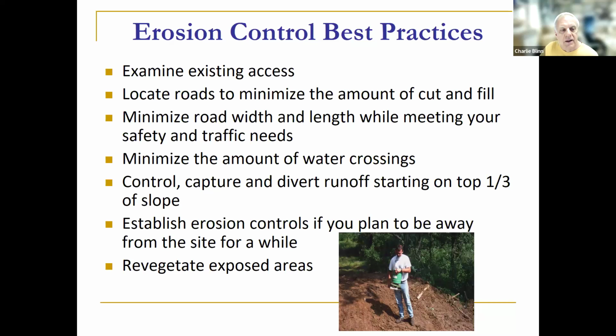So now that I've decided where to put my road, I want to try to minimize the amount of erosion by controlling, capturing, and diverting runoff, beginning on the top third of the slope. Some might say that if I start there, I can reduce the amount of erosion by perhaps up to 2/3. And then if I'm going to be away from the job for a while, put erosion controls in there also. So I might end up moving equipment from one site to another, or the end of a season, the end of winter. I'm not going to come back till next winter. We should have erosion controls in practice before we leave the site. And always think about revegetating exposed areas as soon as they're exposed.